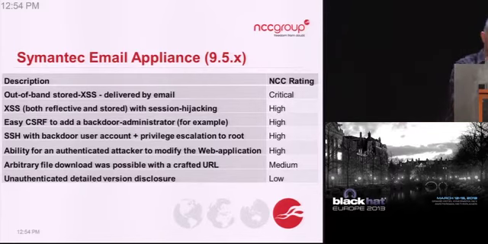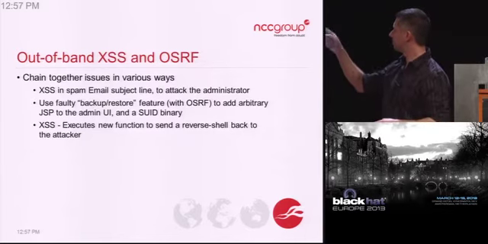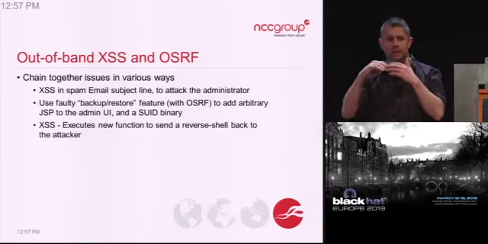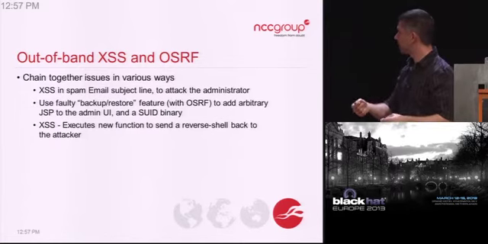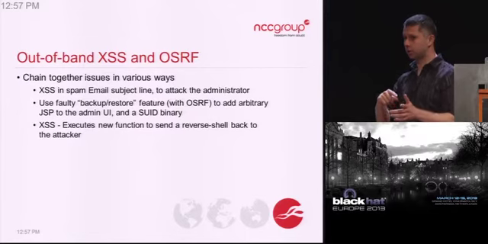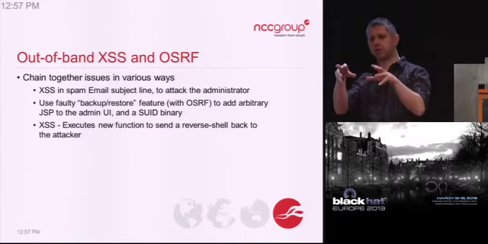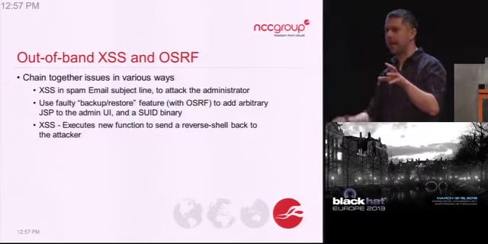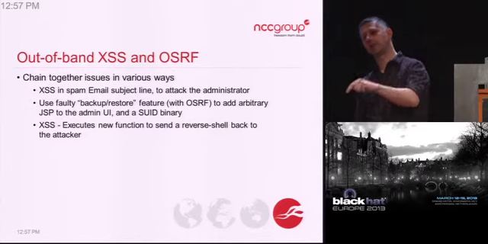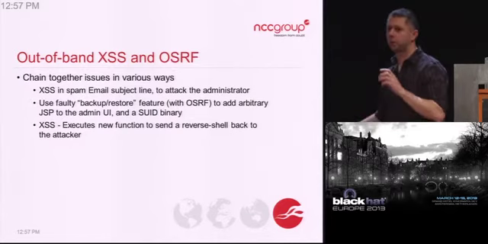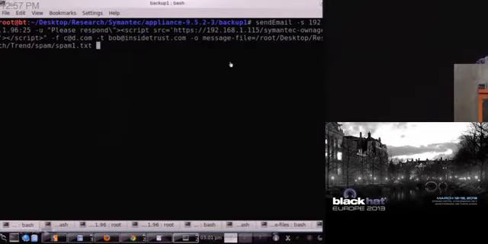So by combining these issues together, you can do cross-site scripting in an email subject line as the initial launch of the attack, and then use the faulty backup and restore feature via cross-site request forgery to add some arbitrary function, a new function to the web UI, and a SUID binary, and then use the cross-site scripting to run that new function, which runs a SUID binary, which sends a shell back out to the attacker. So, quick video of that.